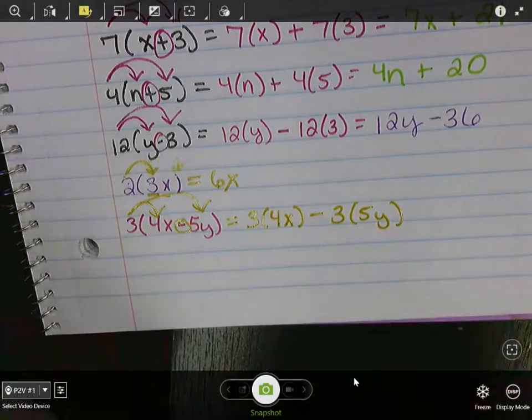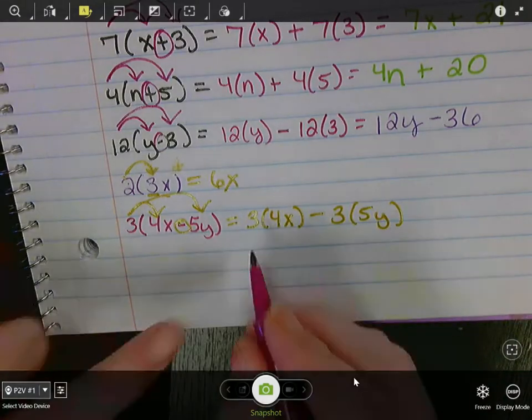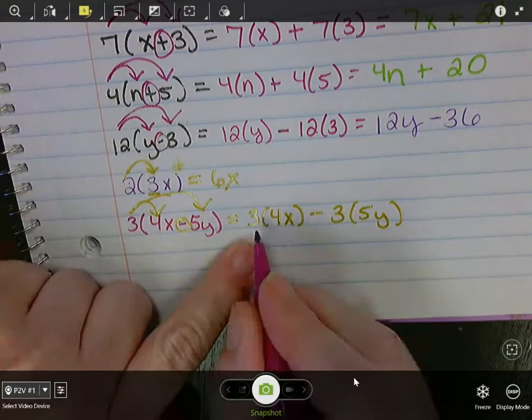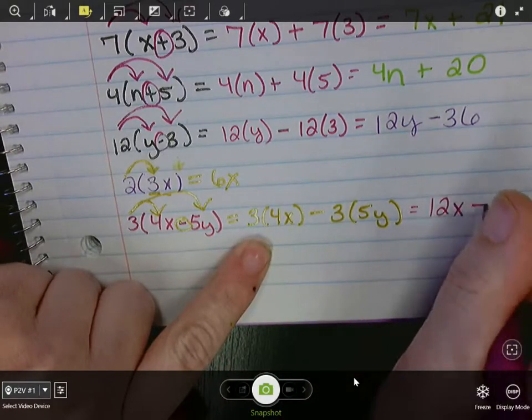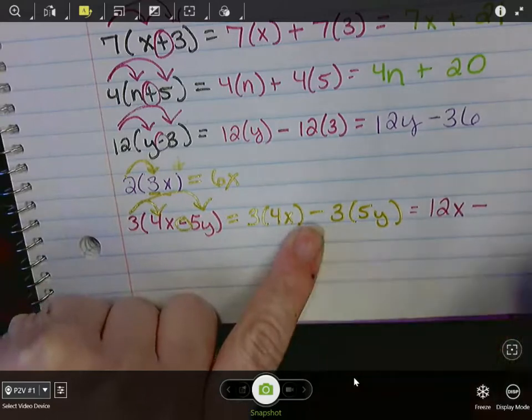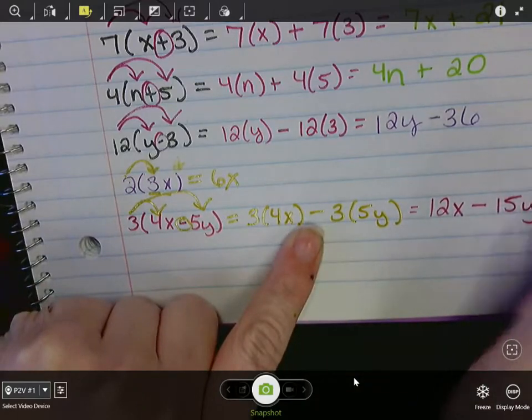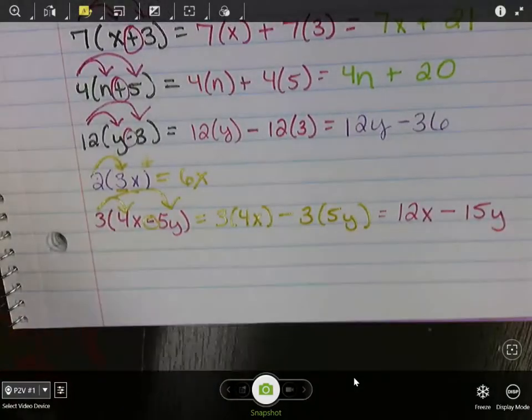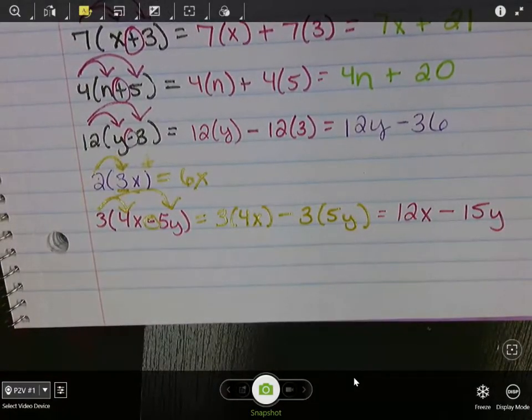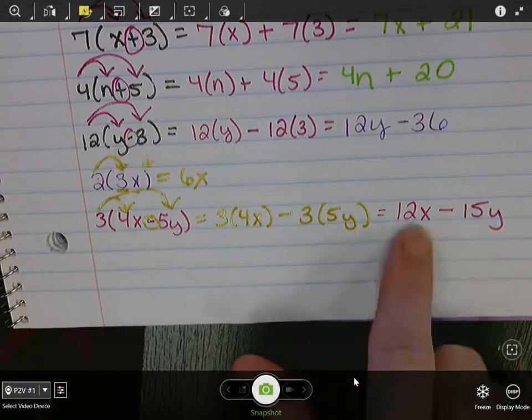Okay. And now you multiply those out and work them out. So first you would do 3 times 4x. Well, 3 times 4 is 12, so that would be 12x. Minus 3 times 5y would be 15y. And there you go. That's all you got to do. This right here is your answer.